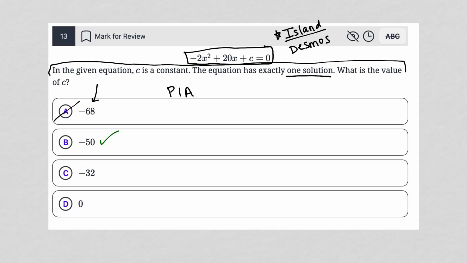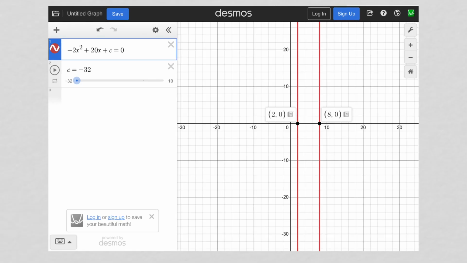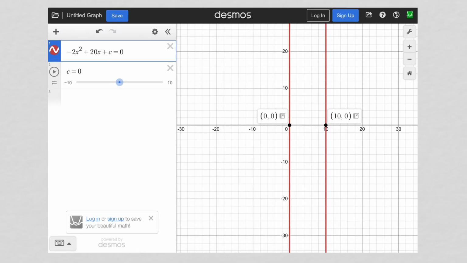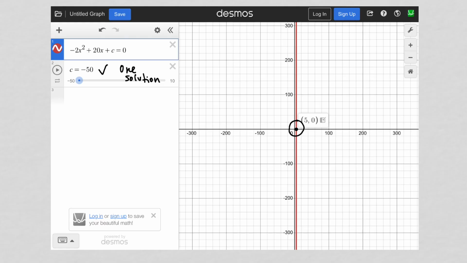But just to make sure, I also tried choices C and D. So negative 32 and 0. So at negative 32, I'm back to having two solutions. So that cannot be, in fact, I should have circled that in red. That cannot be correct. And then when c is equal to 0, I also have two solutions here. So c equaling 0 can also not be correct, which means that choice B, when c is equal to negative 50, is the correct answer.